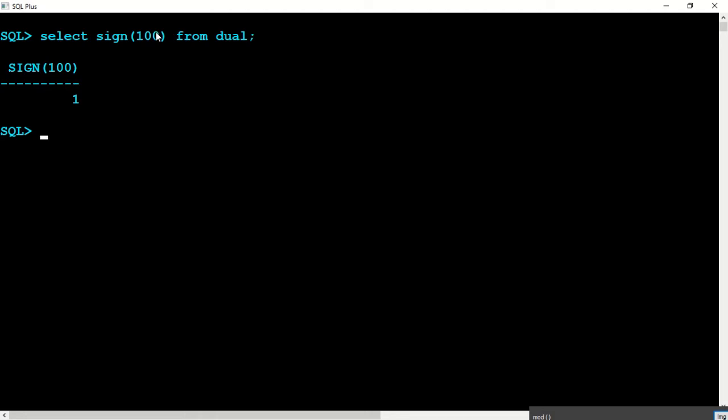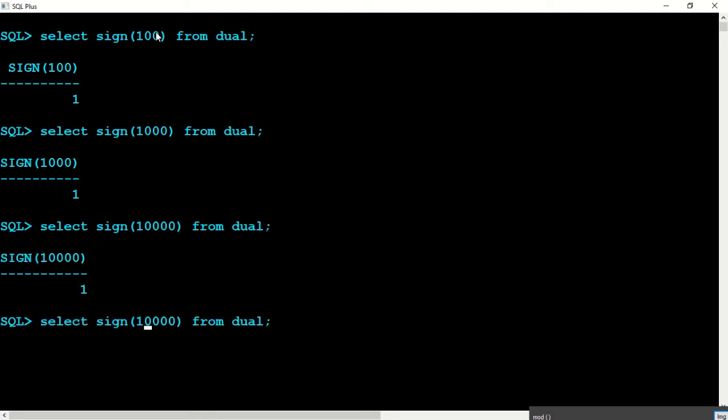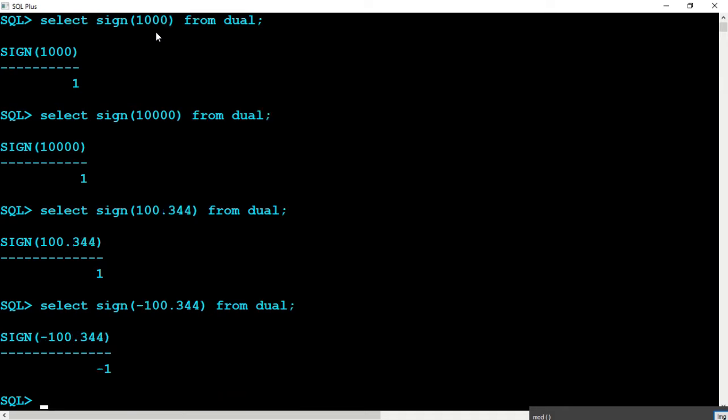But if the number is negative, it will return -1. And if the number is 0, it will return 0. Please remember. So when I say select SIGN of 1000 from dual, it will give 1, a positive number. If I say 10,000, it will give you 1. If I say 100.123 or something, it will give you 1. So it's a positive number. But if it is a negative number, it will give you -1.